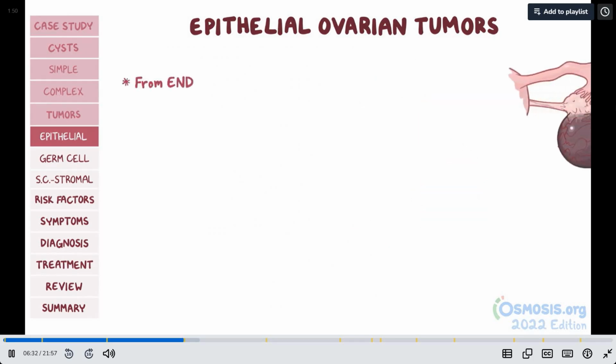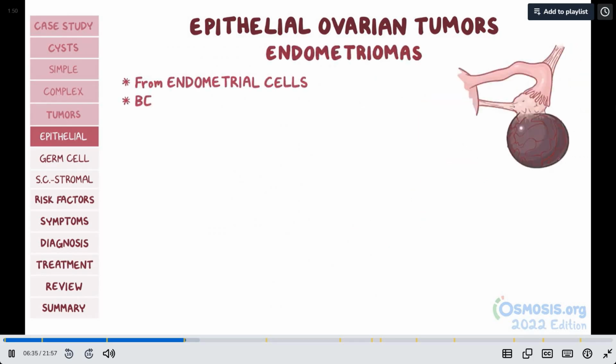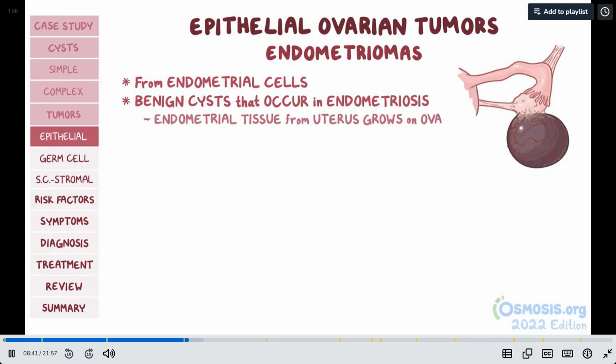So then we've got tumors from endometrial cells, which are called endometriomas. These are benign cysts within the ovary that occur in endometriosis, which is when endometrial tissue from the uterus grows on the ovary. Because they're functionally the same as the endometrial tissue inside the uterus, endometriomas respond to hormones just like the uterus would. And because of this, endometriomas tend to bleed within the cyst cavity during menstruation, and over time they fill up with old blood that turns a dark brown color.